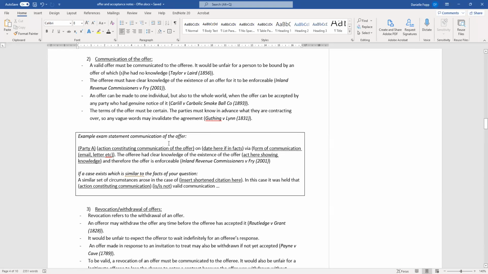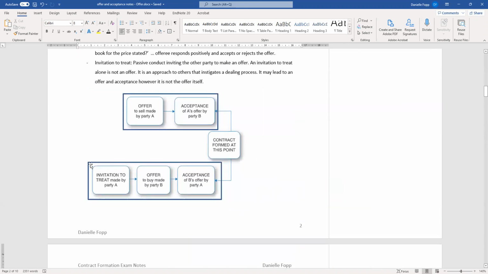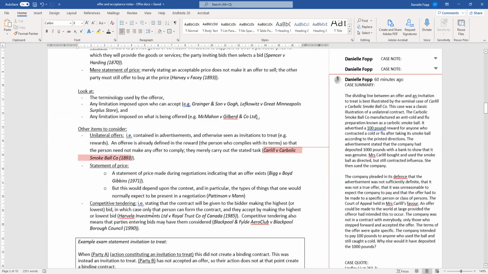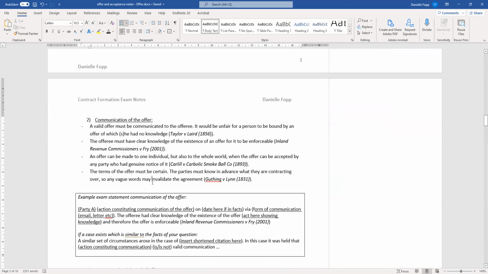Then we're going to have an example exam statement communicating the offer. So, party A, action constituting communication of the offer on, put the dates here if you've been given them in the facts, via, and then the form of communication, so email, letter, etc. Be specific, show that you really understand what the communication of the offer was, particularly in a case where there was an invitation to treat first. So they might have put a poster out, or there might have been an email, and then party B called party A on, say, 2 weeks later. If you put the dates in, you're showing your lecturer you clearly understand what you're talking about.